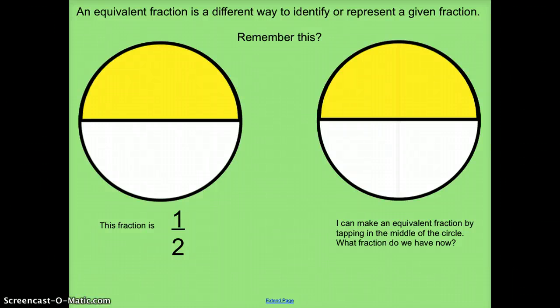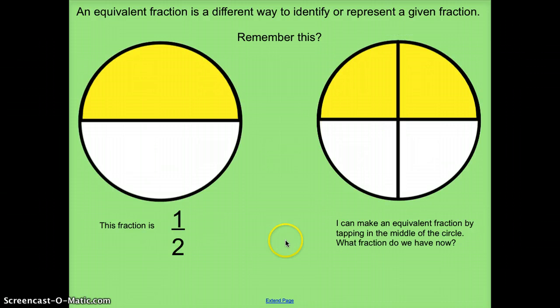Okay, we're going to talk a little bit here about equivalent fractions, some ways we've already talked about to find them, and a new way that we can find equivalent fractions. So from what we've done before, we know that this fraction over here represents 1 out of 2 parts, so this is 1/2.